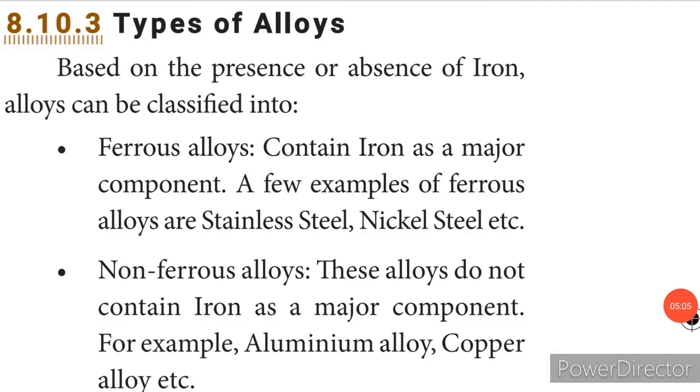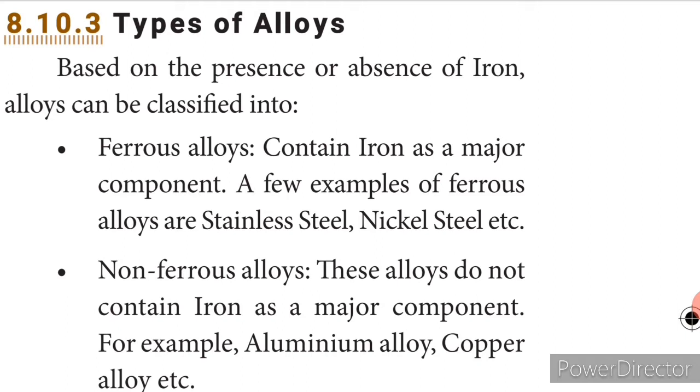Now let's see the types of alloy, children. Alloys are classified based on the presence of iron. If the alloy contains iron, then it is called a ferrous alloy. If it does not contain any iron metal, it is called a non-ferrous alloy. Now if iron is the major component, then it is a ferrous alloy. Let's see the examples: stainless steel, nickel steel. So these are the examples of ferrous alloys in which the iron metal is the major component.